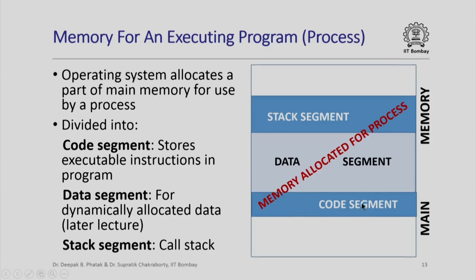The code segment stores all the executable instructions, the machine instructions in the program. The data segment is used for dynamically allocated data. We will see this in a later lecture. The stack segment stores the call stack that we have just seen.